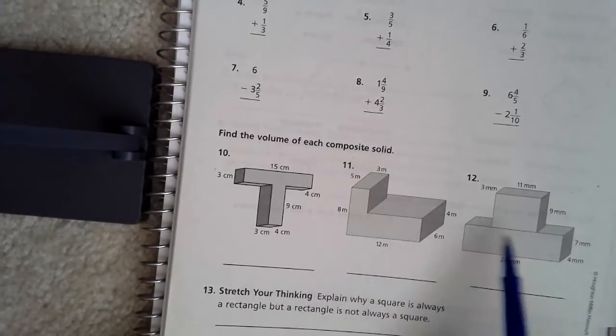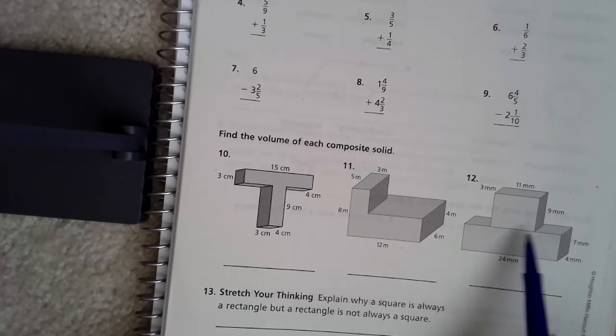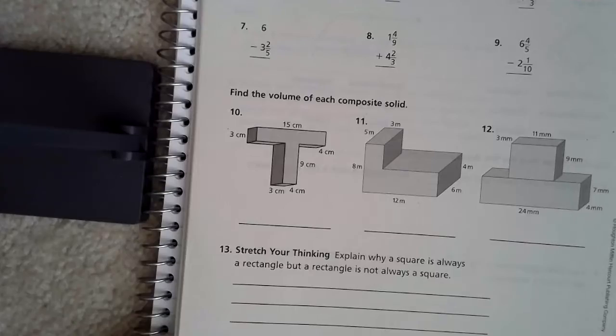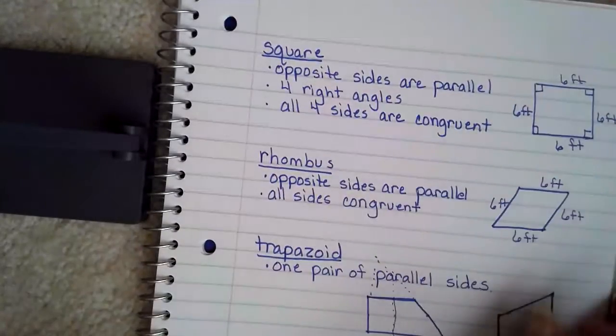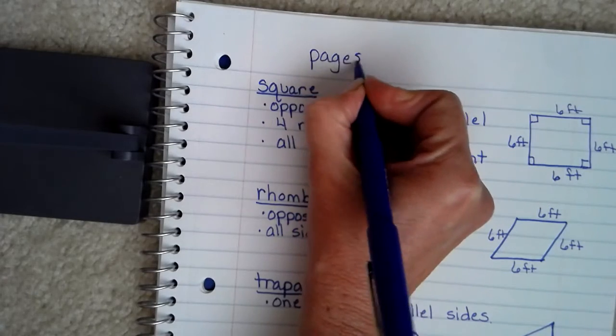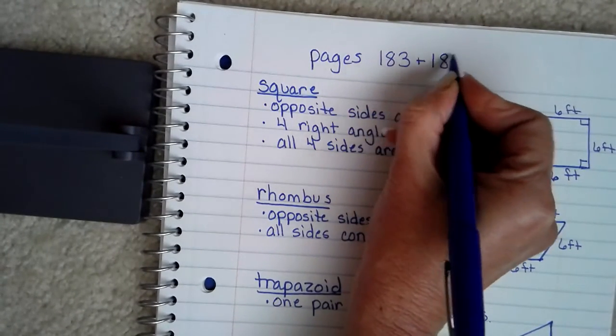Here are some composite solid shapes. Cut them up. Like this one already looks like they said, hey, let's cut it here. And then a stretch your thinking problem. Okay, so pages 183 and 184 all.